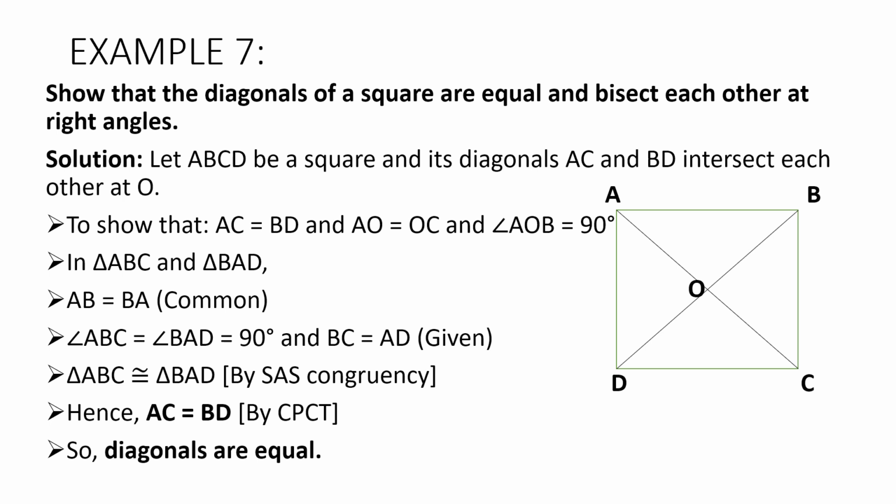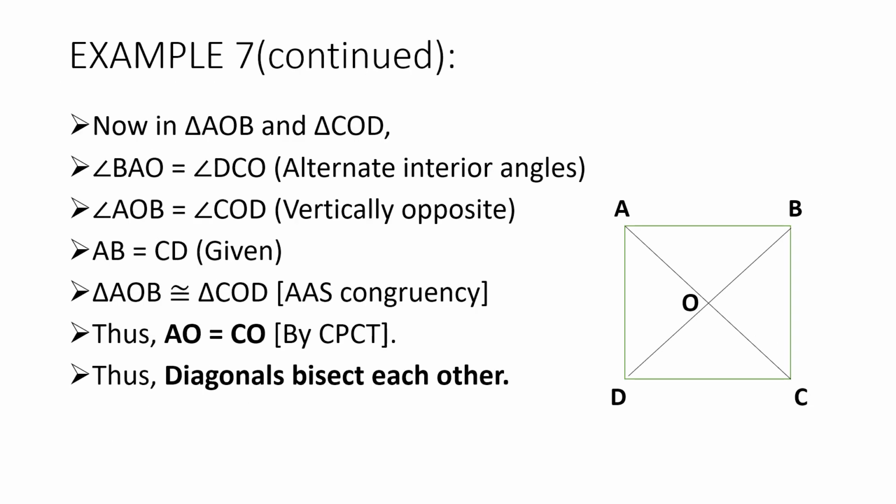So the first part is simple. Just consider two triangles in this square. Prove that they are congruent, and by CPCT the diagonals are congruent. So we have first shown that the diagonals are equal. Second thing, we have to show that the diagonals bisect each other. Means if AC is the diagonal, AO and CO are equal. This is what we have to show.